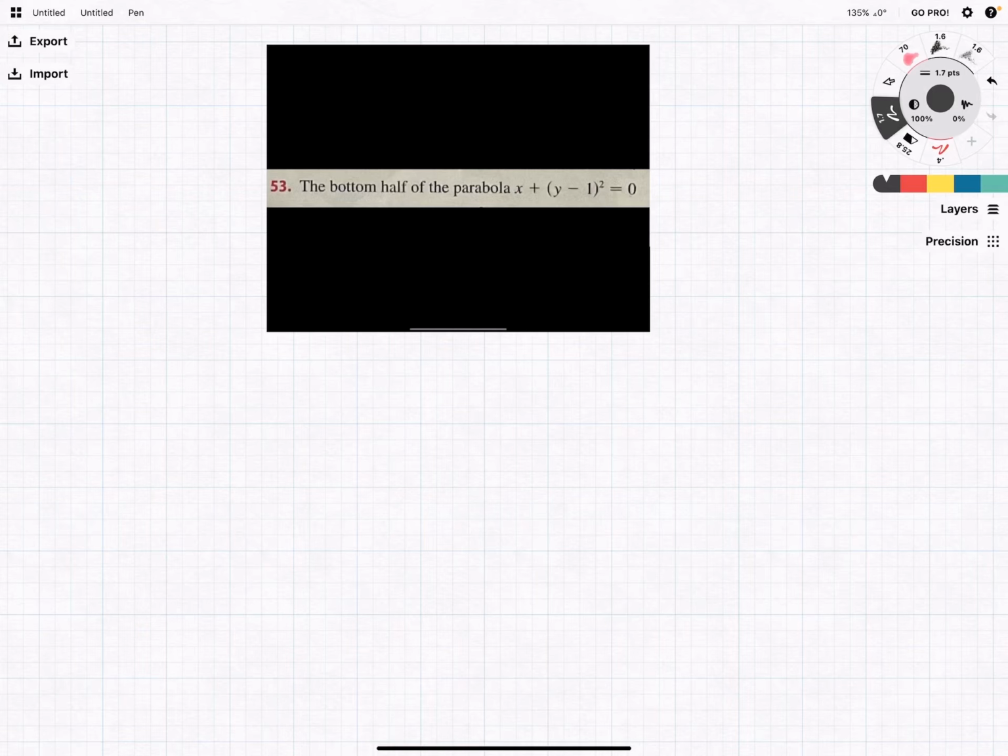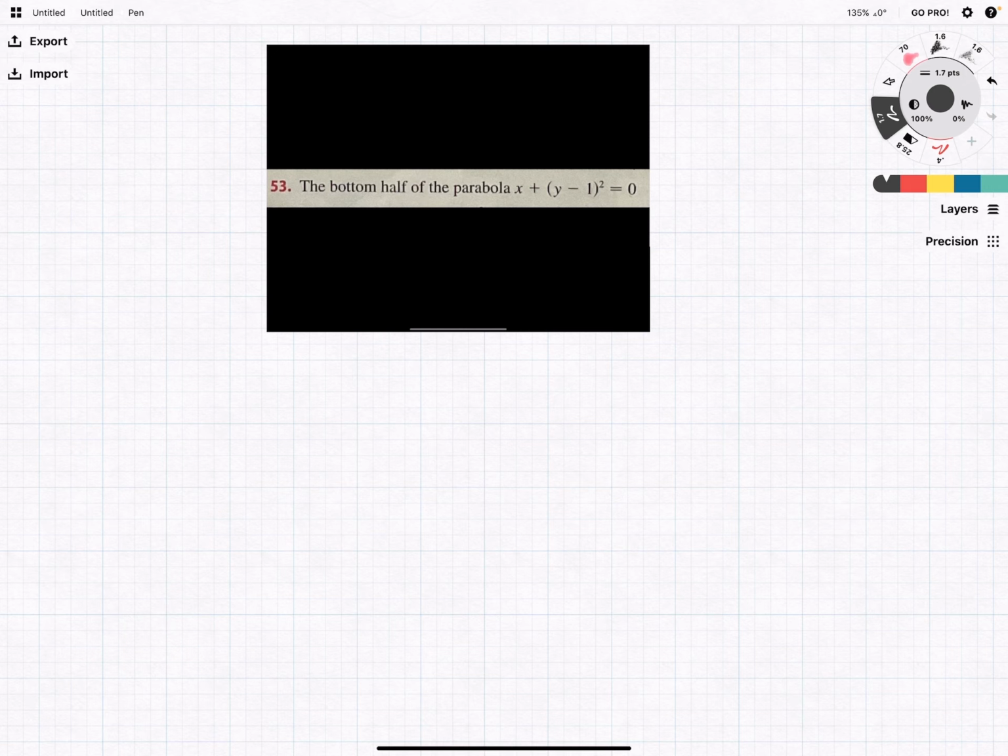This is Stewart Calculus 8th edition, chapter 1, section 1.1, problem number 53. This problem's a little bit trickier than some of the previous ones in this section. It says the bottom half of the parabola, x plus (y minus 1) squared equals 0. What they want us to do is find the equation for that bottom half of the parabola. So they gave us the full parabola, but they only want the bottom half. So how do we do that?